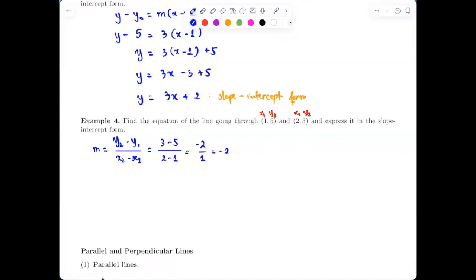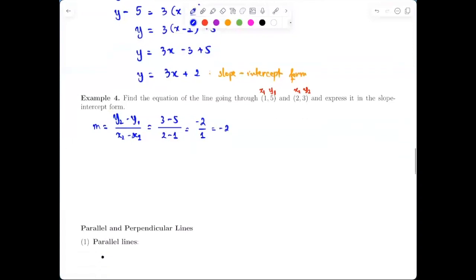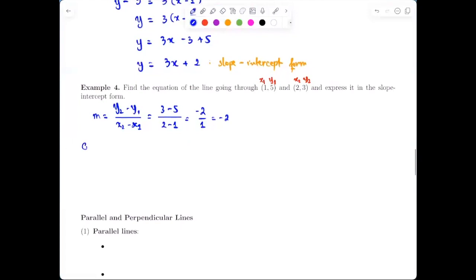Now you have a slope. You can choose one of the points given to you here, and then substitute this value into this point-slope form. So given m equal to -2 and the point x1, y1, we get that y minus y1 equal to m times x minus x1.